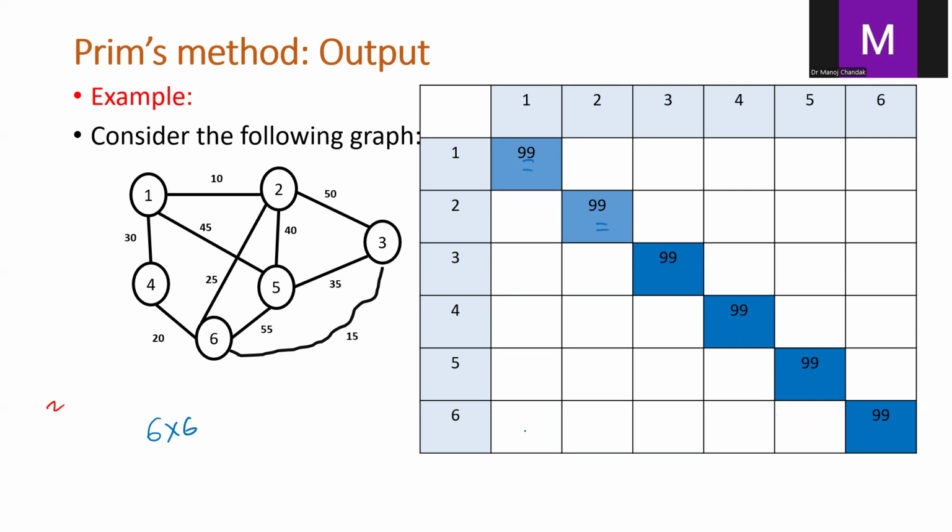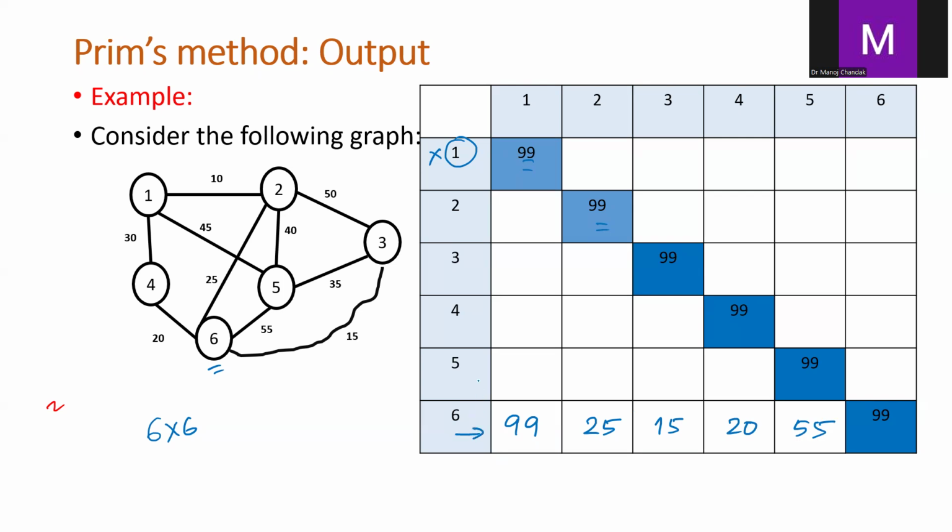Now I am showing you the quick trick through which you will be able to construct this matrix for the given graph. First important point is don't start from vertex 1, start from vertex 6 because it has maximum entries here. So 6 is not connected to 1, so write here 99. 6 is connected to 2, 25. 6 connected to 3, 15. 6 connected to 4, 20. 6 connected to 5, 55. In this way, we are done with vertex 6.